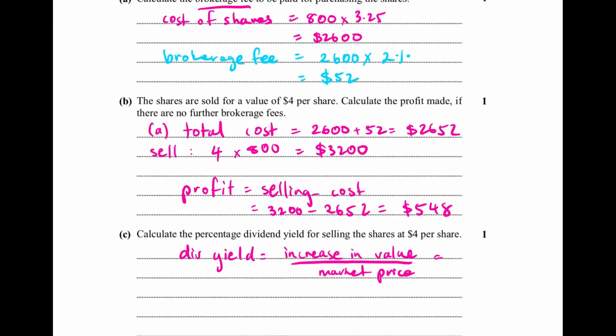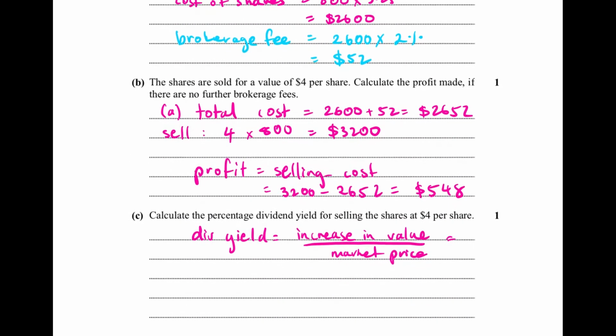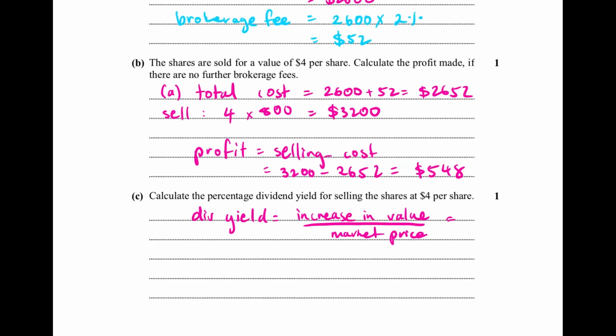So we had initially purchased it for $3.25. Its market price now is $4. So that increased in value by 75 cents. I now divide it by the market price, times it by 100 to get it as a percentage. Okay, and after plugging that into your calculator, you get 0.1875, which is 18.75%.